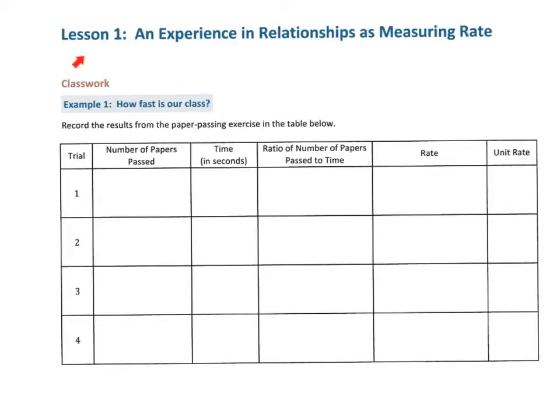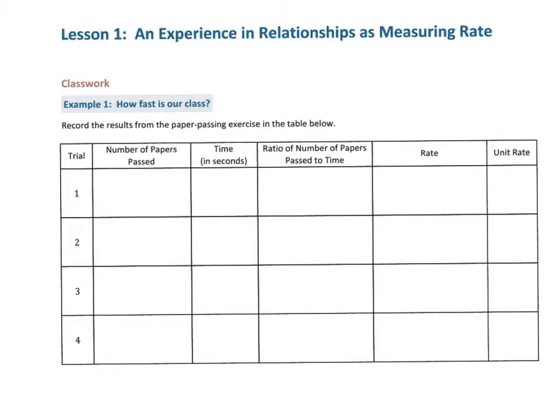If you were in class instead of watching this video, you would go through an experience where I passed out some papers to you and we are going to figure out how fast our class was. So we would do 4 different trials where we would take the number of papers passed and the time, and then we would write that ratio and figure out the rate and the unit rate.